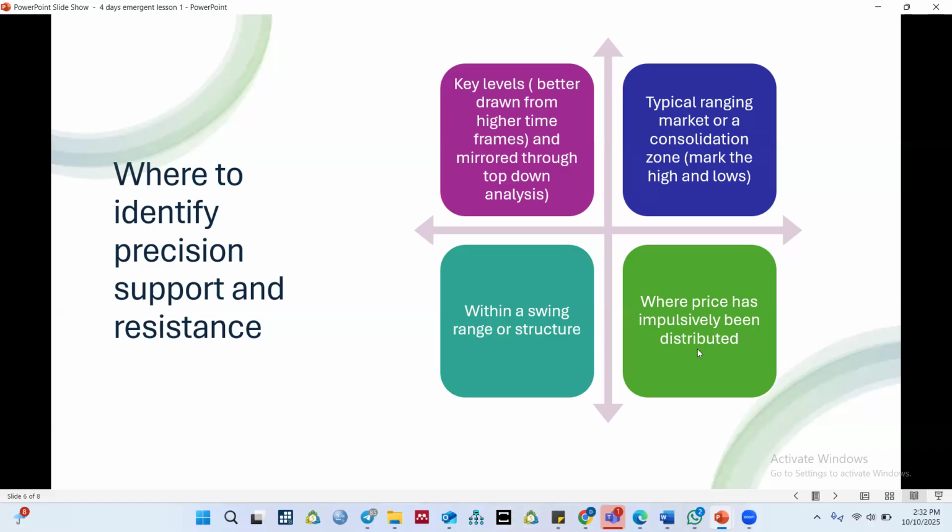Then the last one is where price has impulsively been distributed off. Okay, so any place where you have seen that a big move started from, a big candle broke out, took off from that place, you can draw a line. Where the breakout happened, you can also draw the line. You can identify precision support resistance around there. Good.